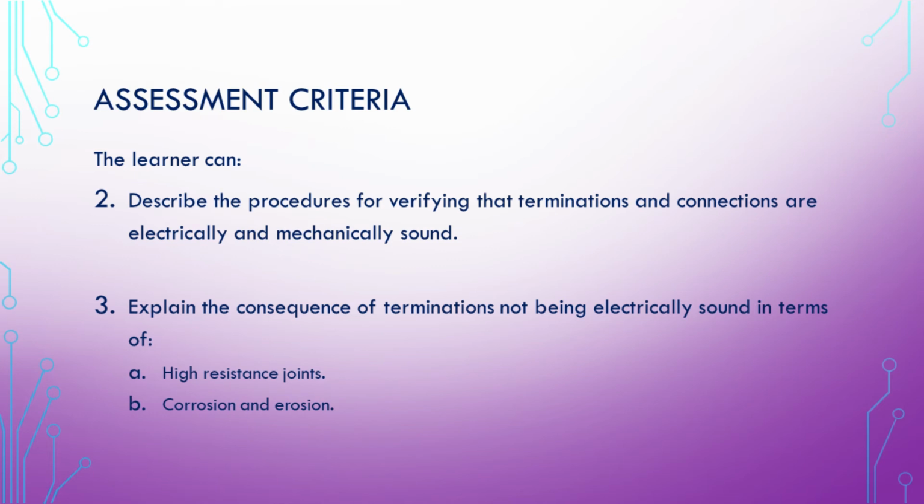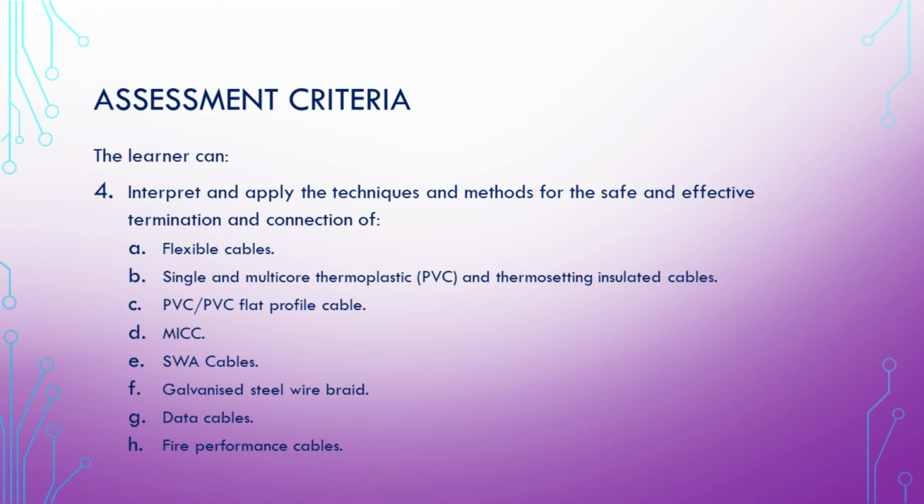You need to be able to, for number 2, describe the procedures for verifying the terminations and connections are electrically and mechanically sound. For number 3, explain the consequences of terminations not being electrically sound in terms of A, high resistance joints, and B, corrosion and erosion.